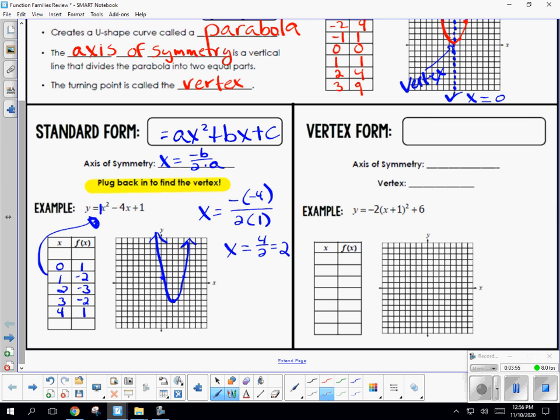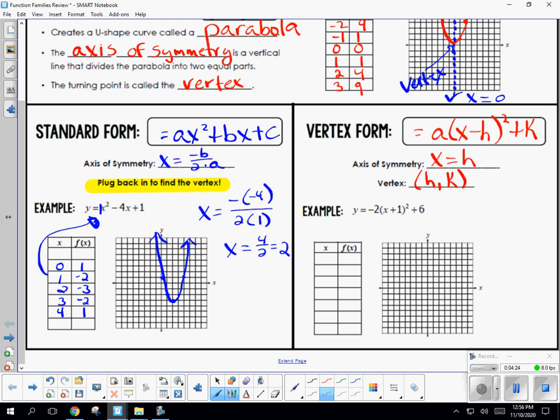Another form of the quadratic equation is the vertex form, and it is a times (x minus h) squared plus k. Your axis of symmetry is going to be x equals whatever your h value is, and your vertex is your h and k.